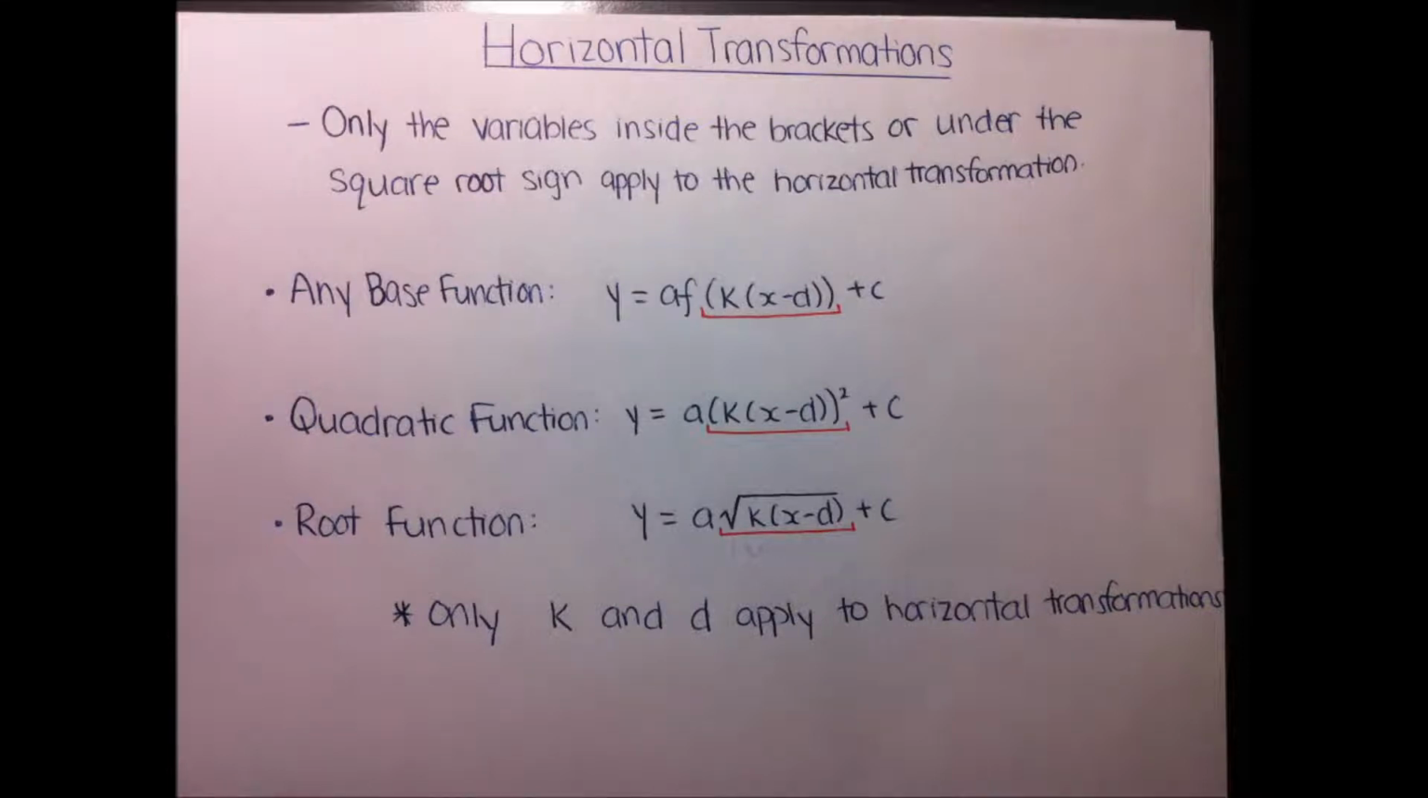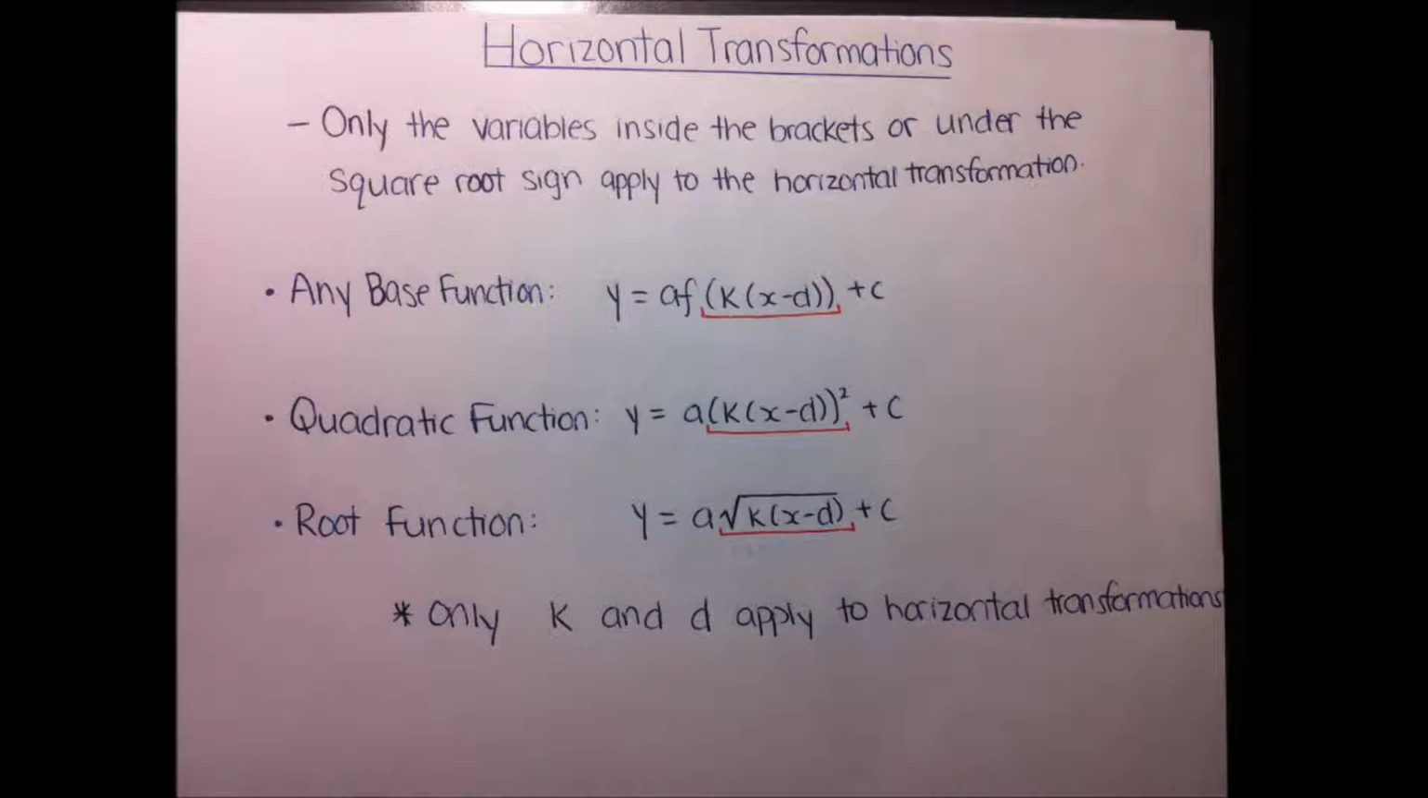This is a review of the fifth lesson, which is horizontal transformations. The main thing you need to know for this unit is that only the variables inside the brackets or under the square root sign apply to horizontal transformations. The following three equations are the equations that we use throughout the unit.